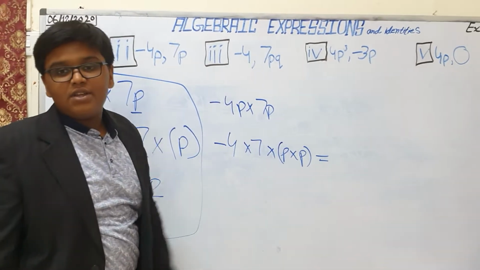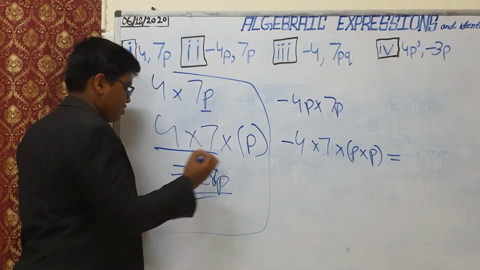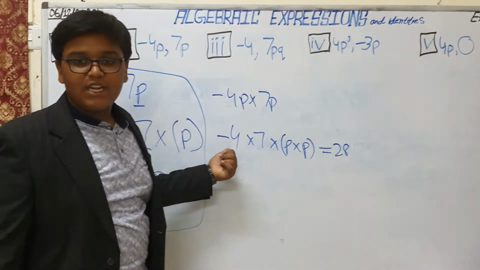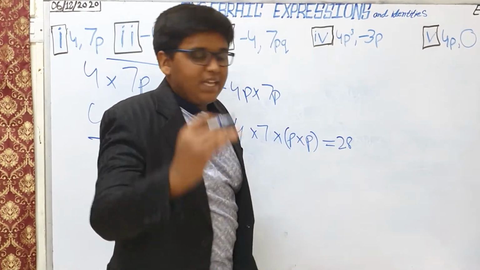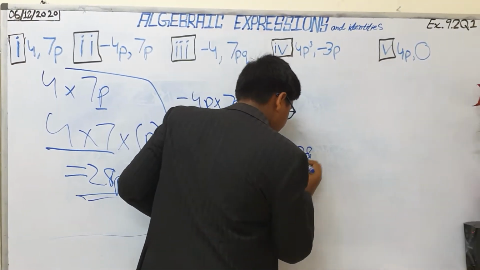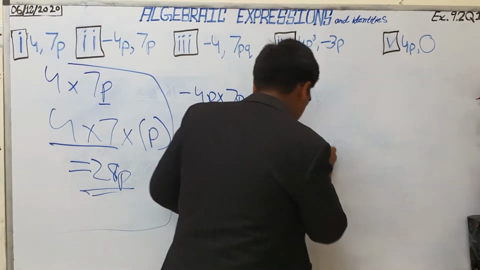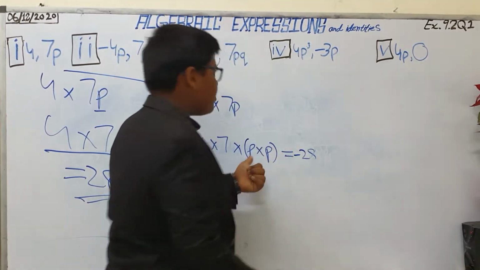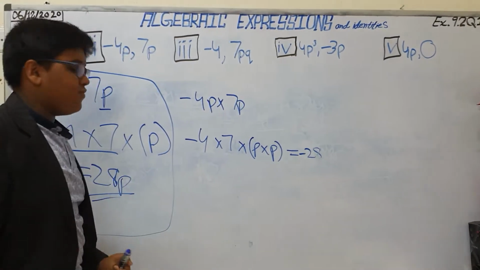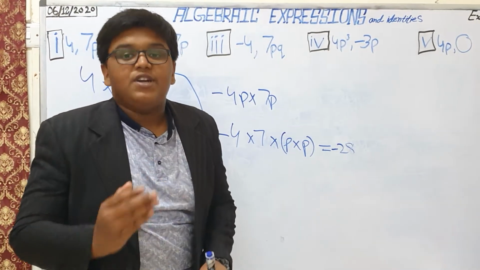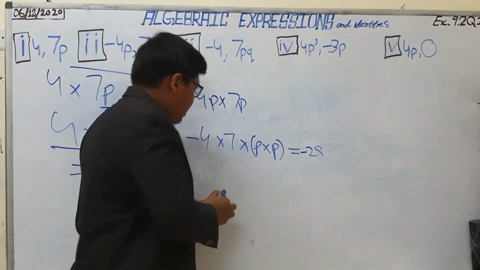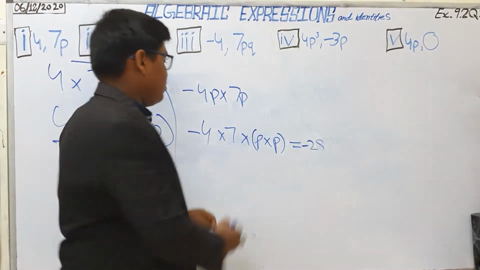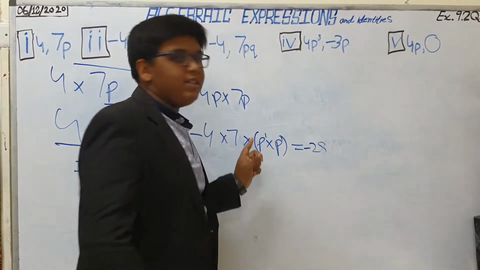So minus 4 into 7, as we did previously, 4 into 7 was equal to 28. We are also going to get 28 here, but we have a negative sign here, so it will be minus 28. Now here we are not going to write 1p as it was before, but we are going to write p squared. How and why? Because the first p has the value of 1, and this second p also has the value of 1. So 1 and 1, they will have the power as 1.